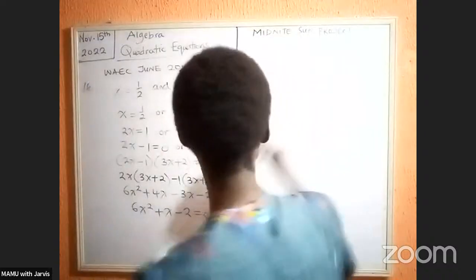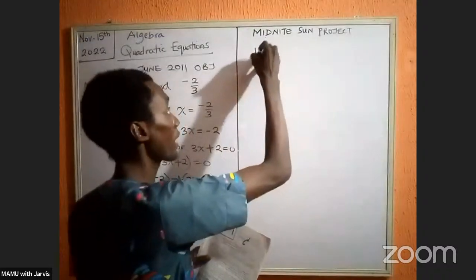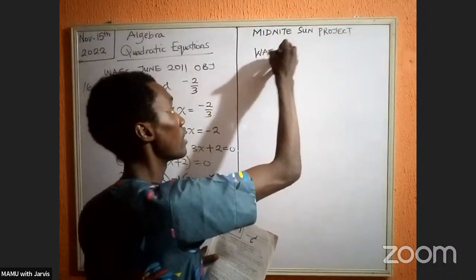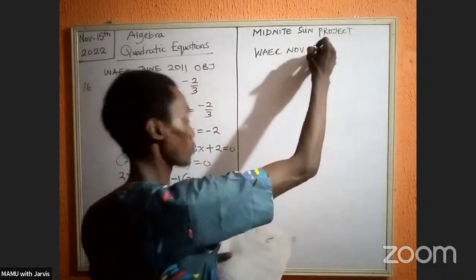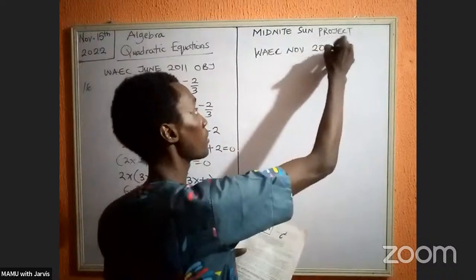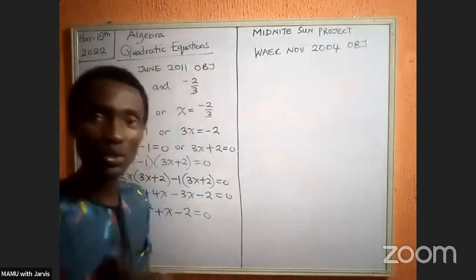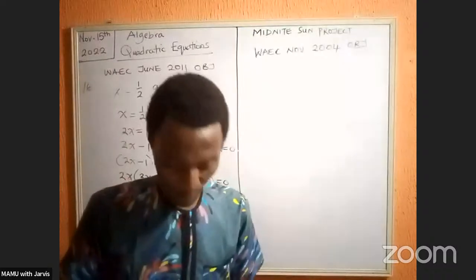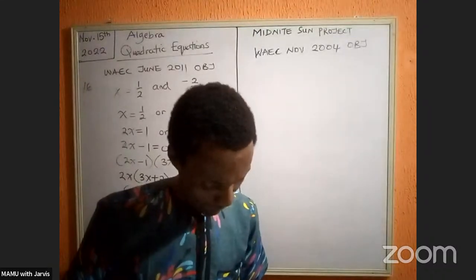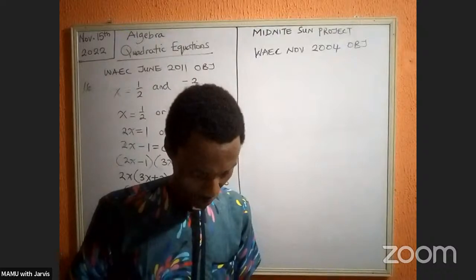The next one is November 2004, and it's another OBJ exam. So as usual, we could flip to the question paper and see where we can have that question coming up.